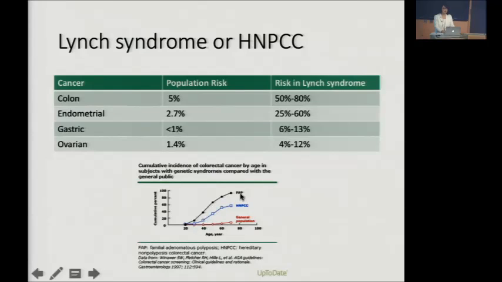And I like this graphic, which also shows that compared with the population risk, the risk of colon cancer from Lynch syndrome approaches 80%, and then for familial adenomatous polyposis approaches 100%. And so what we want to do with genetic testing is we want to evaluate people here before they have colon cancer or another Lynch syndrome associated cancer and prevent their cancer. So this is an example of precision medicine.